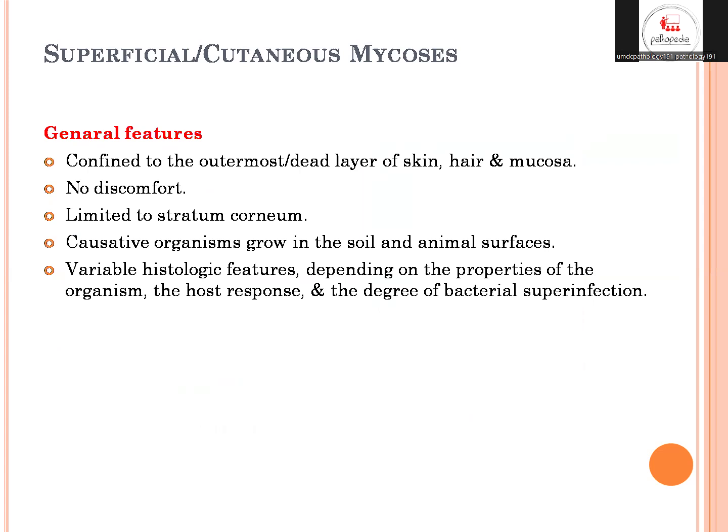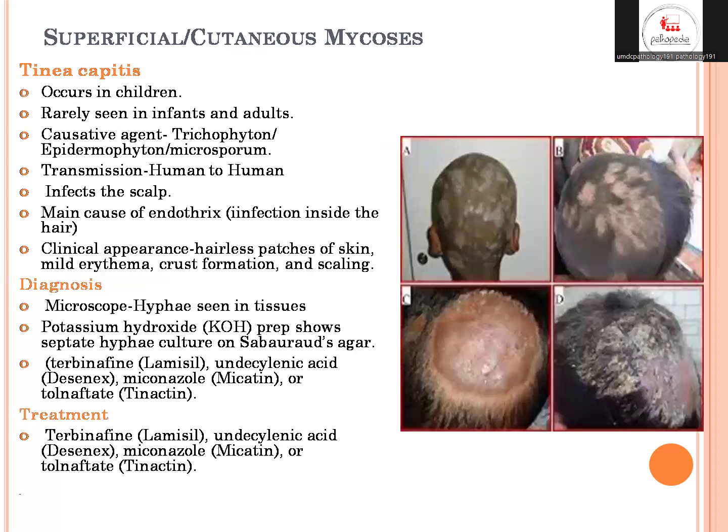Superficial or cutaneous mycosis is basically confined to the outermost or dead layer of skin, hair, and mucosa. It causes no typical discomfort, and it is limited to the stratum corneum. It is caused due to organisms present in the soil and on animal surfaces. Histologically variable depending on the properties of the organism, the host response, and the degree of bacterial superinfection. There are six types of superficial or cutaneous mycosis.